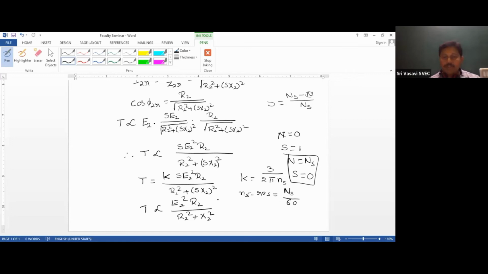In case of a squirrel cage rotor, there is no possibility to insert external resistance. So for a squirrel cage rotor, the starting torque is very, very low. In case of a slip ring rotor, there is a possibility to insert external resistance by using an external rheostat through the slip rings and brushes. So when we use a slip ring rotor, we obtain high starting torque. When we use a squirrel cage rotor, we obtain low starting torque.